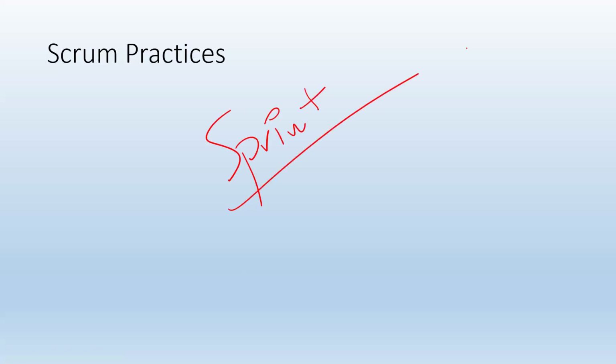So what you need to understand is Scrum practices. What are those Scrum practices? What happens in Scrum? Before I explain what Scrum practices are, can someone tell me what you understand by sprint? What is a sprint? Before I go into Scrum practices and how they are done, what is a sprint?